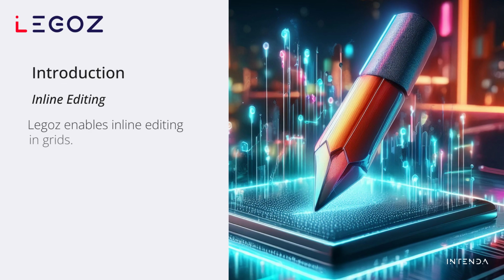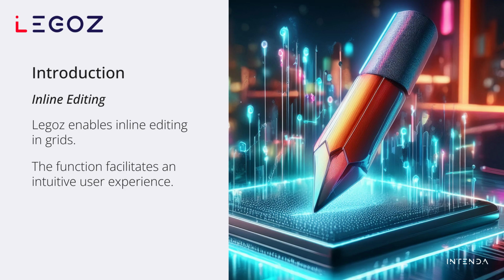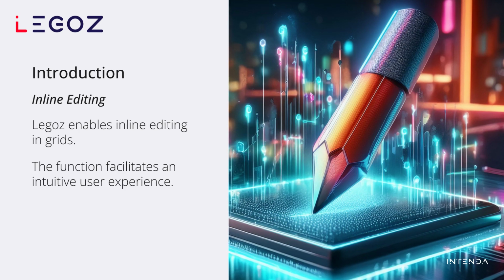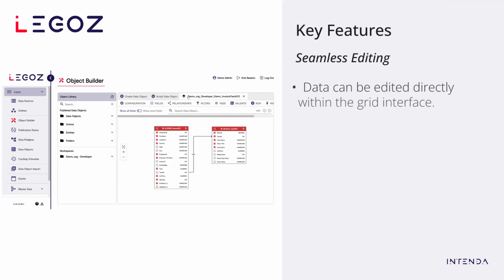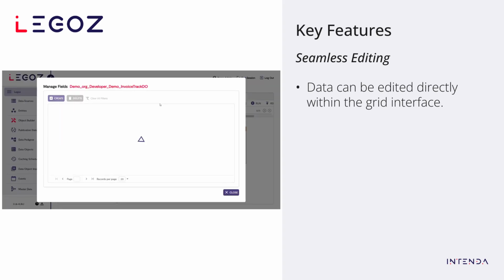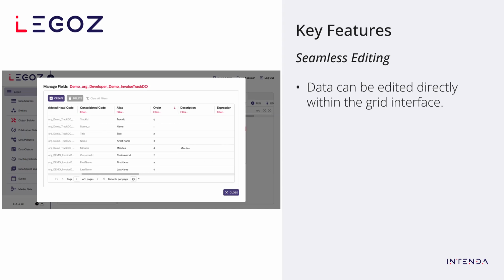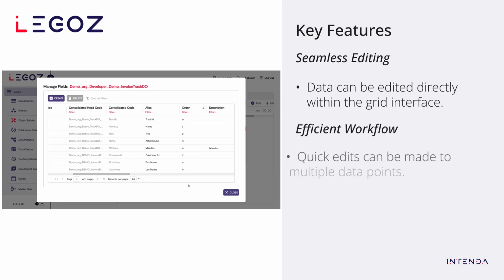Inline editing is an innovative function that improves the way Legoz users interact with data, facilitating a seamless and intuitive user experience. Inline editing allows users to update data directly within the grid interface in which it is displayed. This eliminates the need to navigate through multiple screens or dialog boxes just to make a simple data edit.